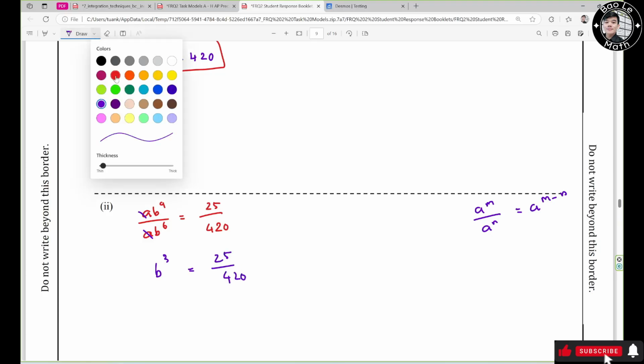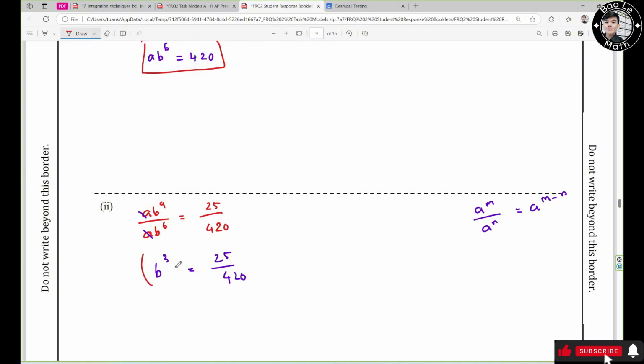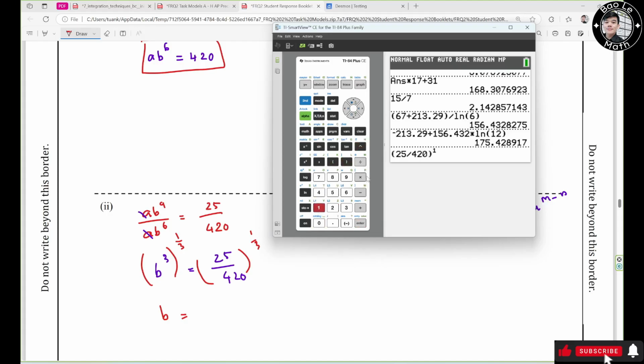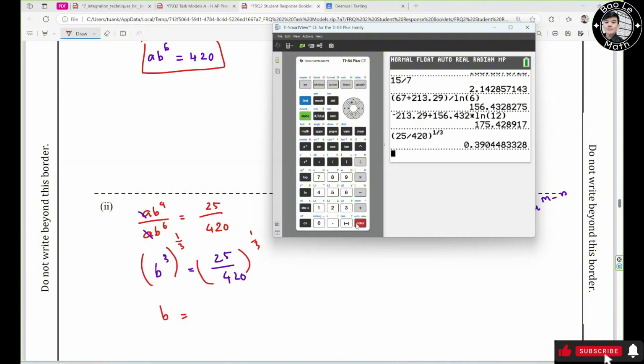Now I need to solve for b, so I'm going to take both sides to the power of 1/3. So I have b equals 25 over 420 to the 1/3. It's going to be 0.390.